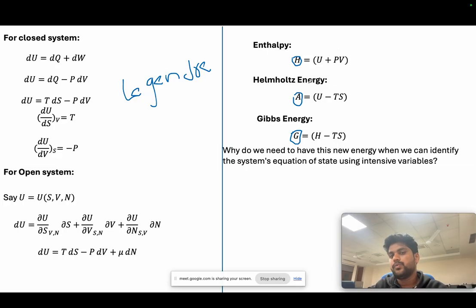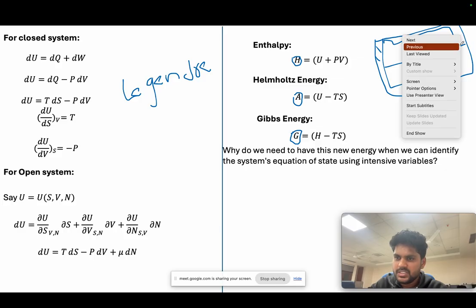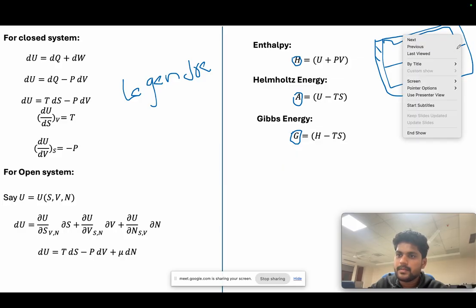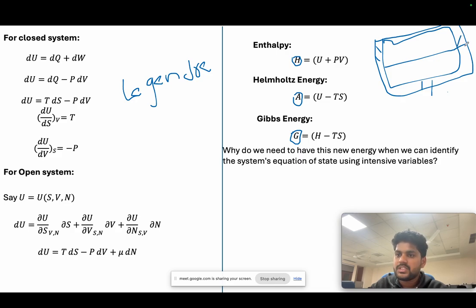So when will this be helpful? It will be helpful when we have a system with subsystems. Suppose this is one isolated system. If I am not drawing well, spare me. So this is the isolated system. What we will do is, there is one system with, say, S comma V comma N.